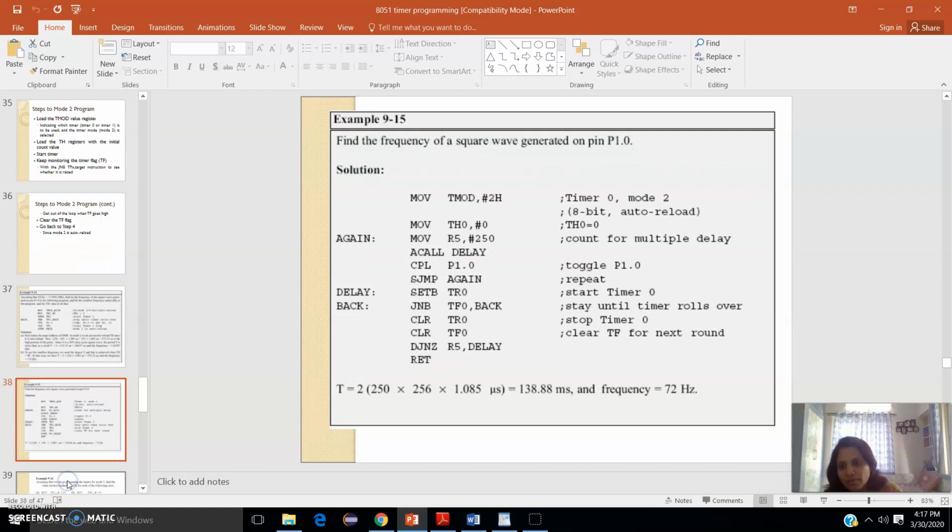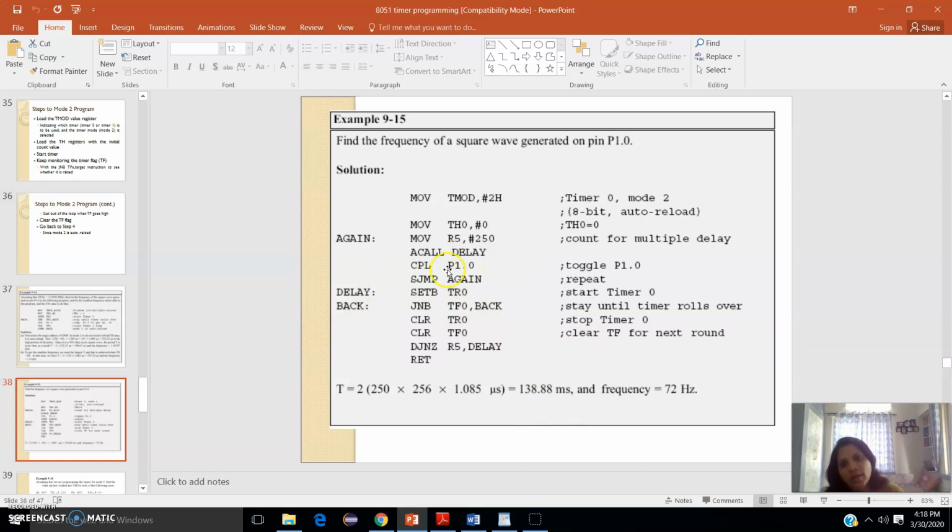Now after this, you can calculate your frequency by using this type of program. It is already given to you: the initial value in the TH register is given, and then you need to find out the frequency or the time delay for the program.